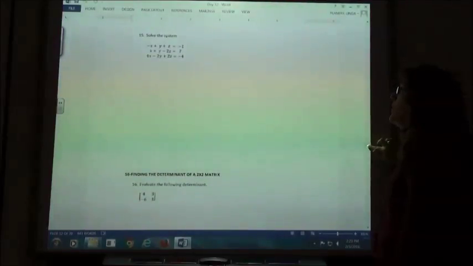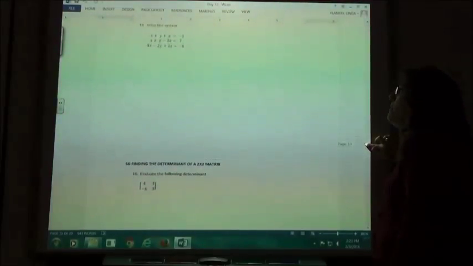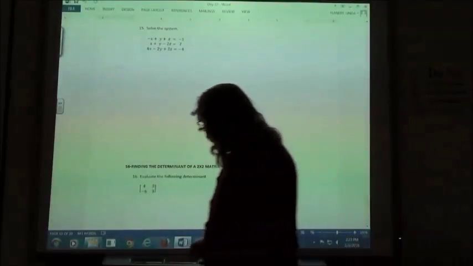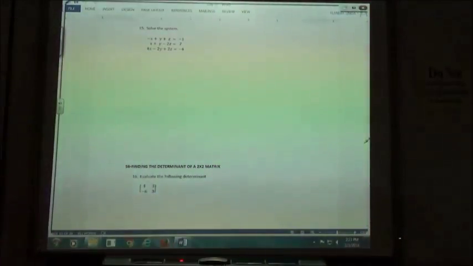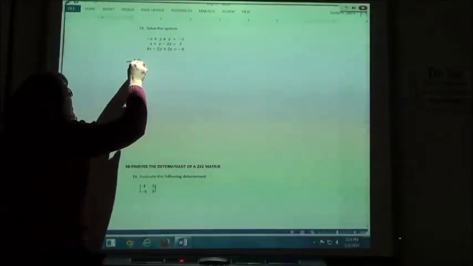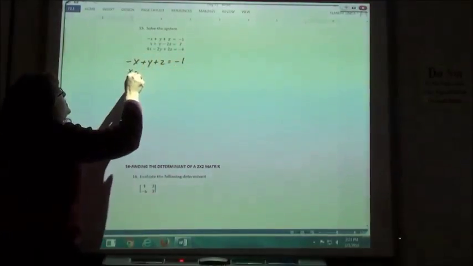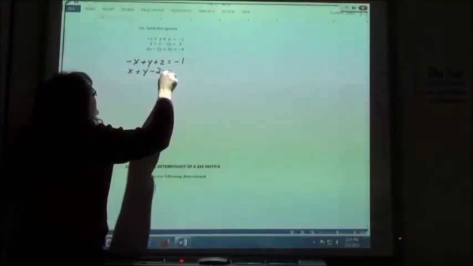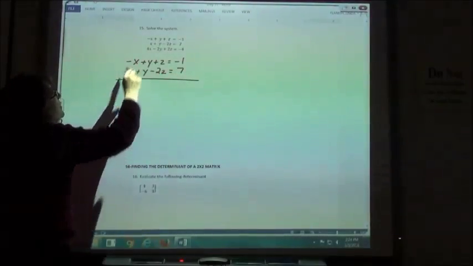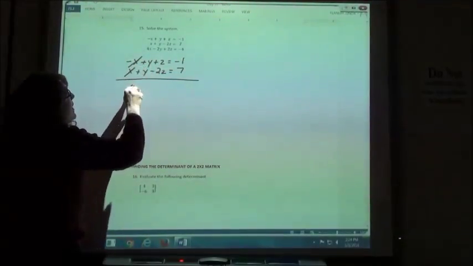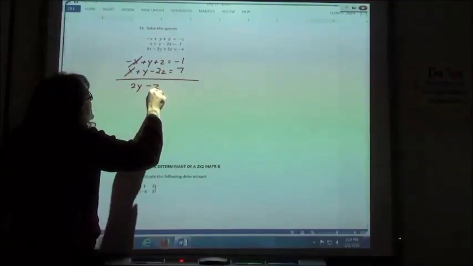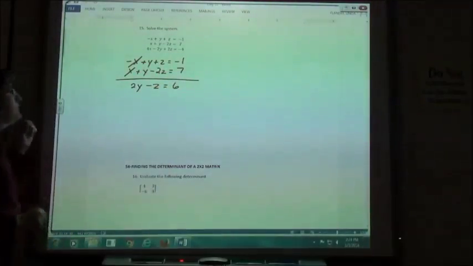One more of those. I hopefully left myself enough room to write here. Again, I'm solving my 3 by 3 system of equations. If I look at my top two equations, the x's are already opposite, so I'm going to go ahead and get rid of the x's. So I have negative x plus y plus z equals negative 1. I have x plus y minus 2z equals 7. Adding those together, the x's will cancel, so I get 2y minus z equals 6.